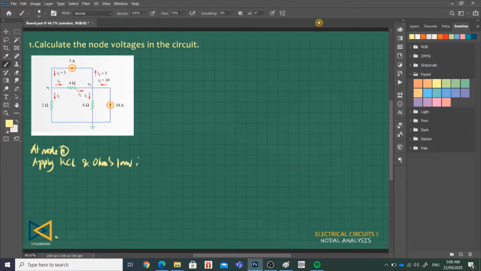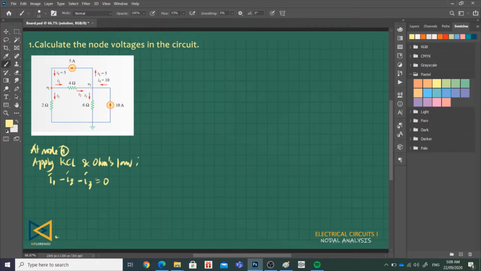Okay, ito yung node 1 natin. Identify natin yung mga branch current na dadaan dito sa node natin. So, we have I1, I2, and I3. I sub 1, yung mga entering positive. Okay, I sub 1 is positive. Leaving minus, negative sila. Minus I sub 2, minus I sub 3 equals 0. So, ito na yung KCL equation natin.